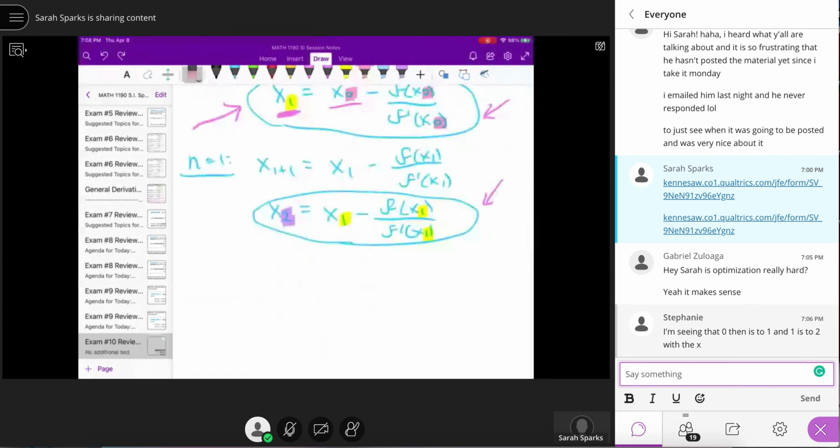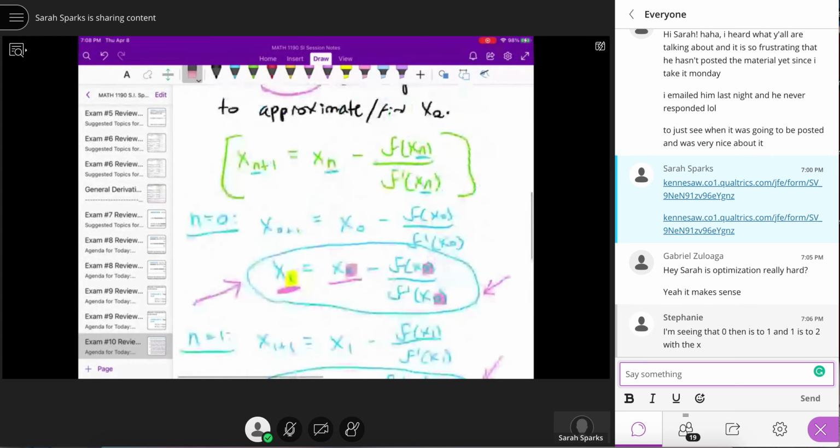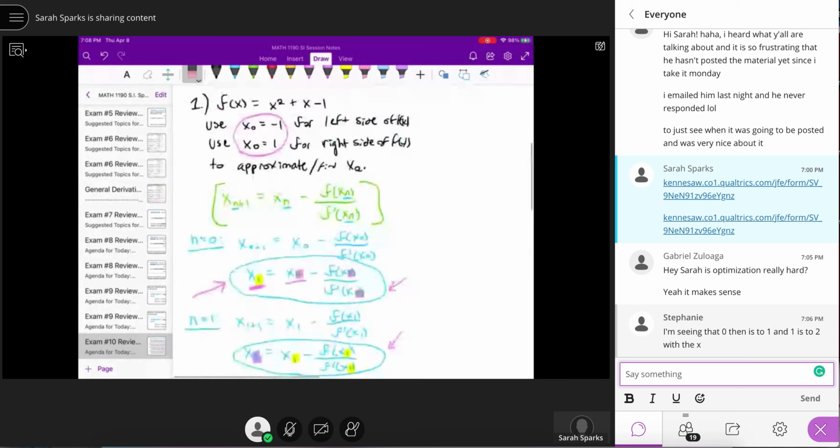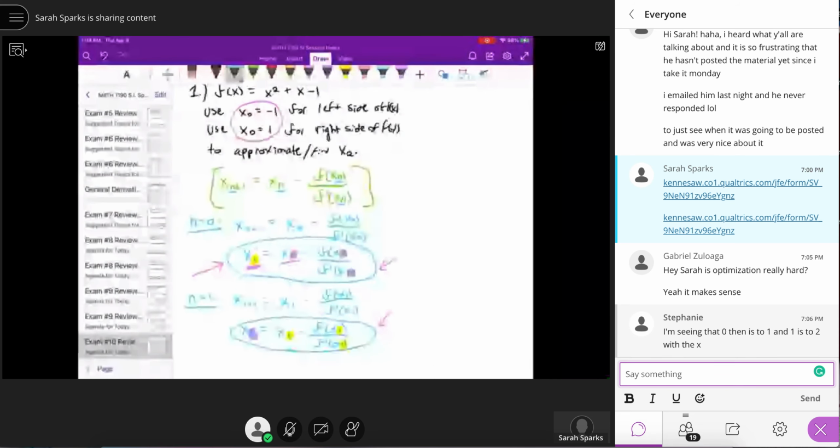Does that make sense? I don't want to talk about this too much. I mean, I do, but I don't want to. I want to make sure that you understand that you are going to have to use this on the exam in order to find the approximation you're looking for. You're going to have to be able to plug in values of n and use these functions or these equations in order to approximate.